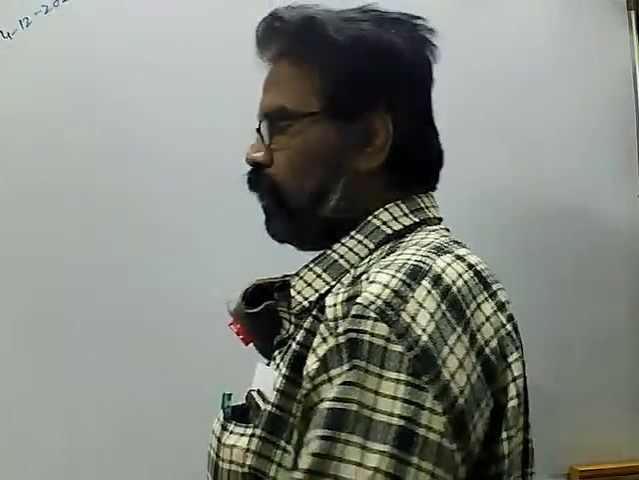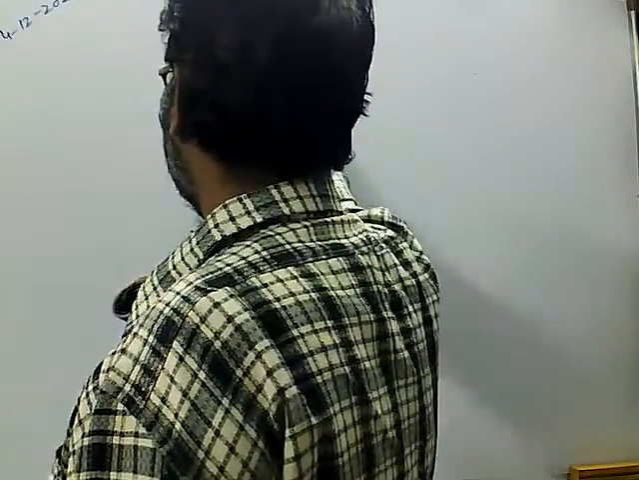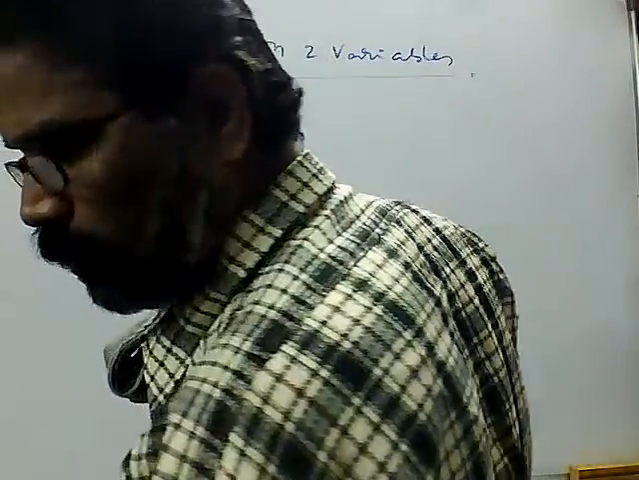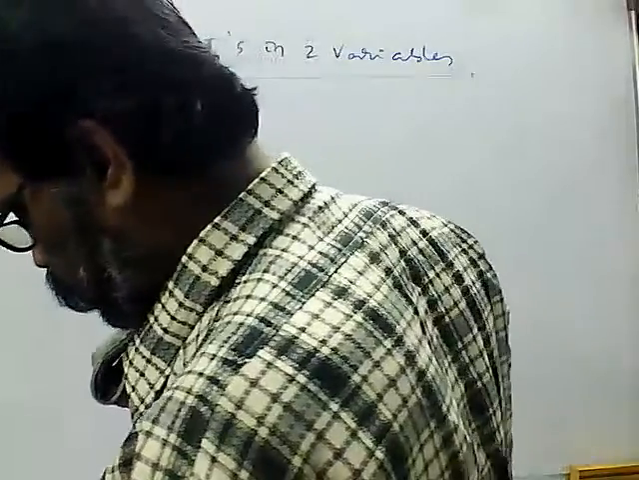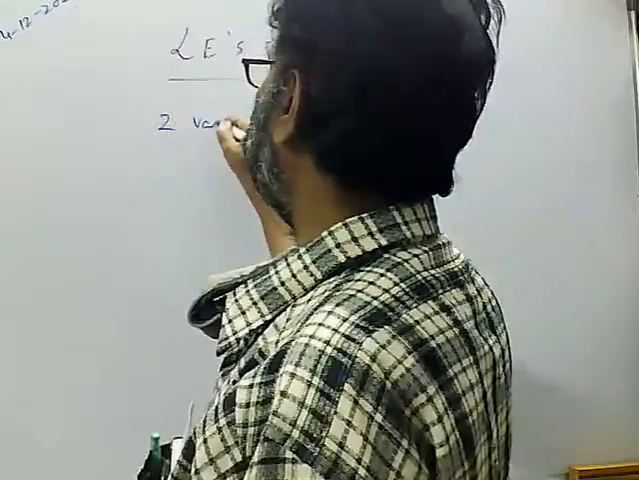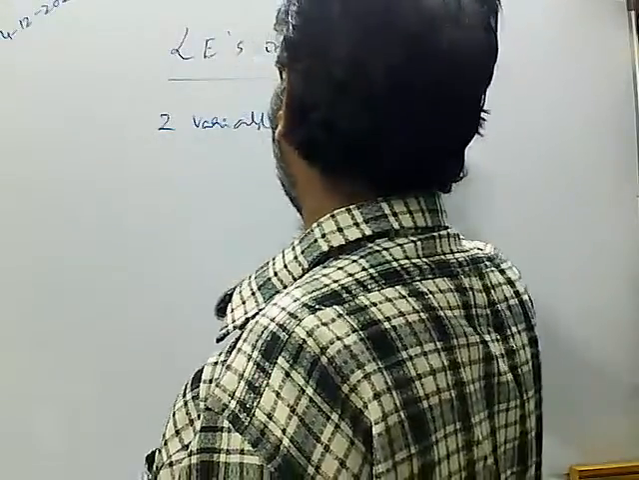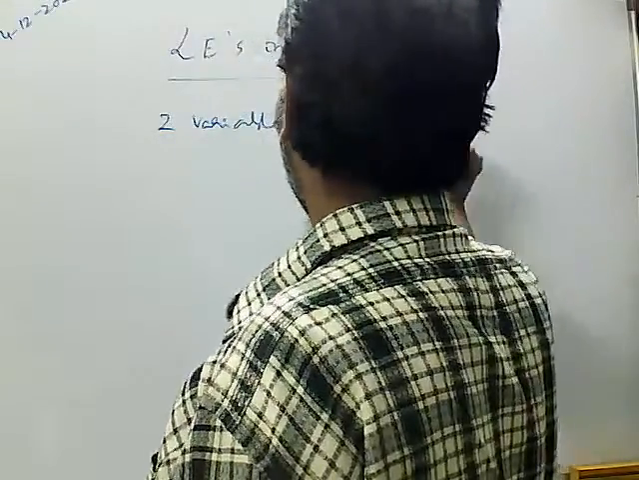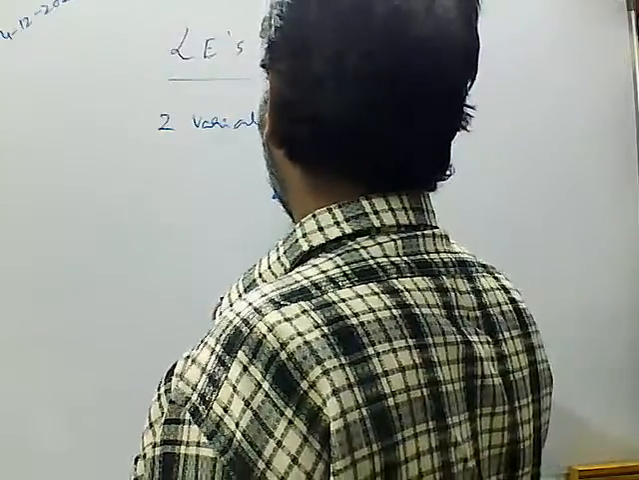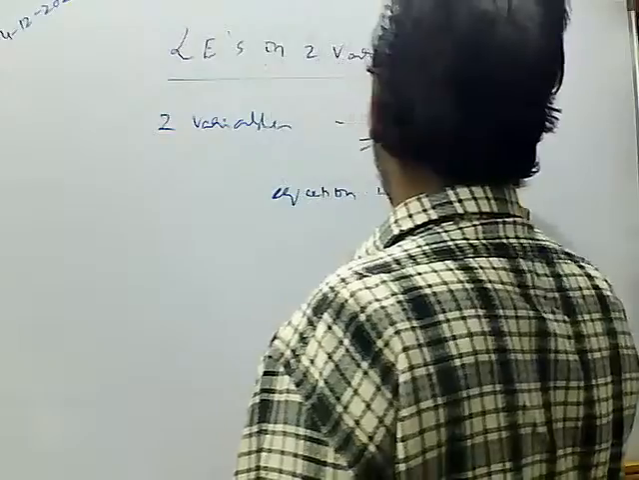Okay, good morning students. Now we'll continue the revision of linear equations in two variables. This is the next topic, right? This is an extension of chapter 3, coordinate geometry. Two variables means x and y. So, an equation with two variables.